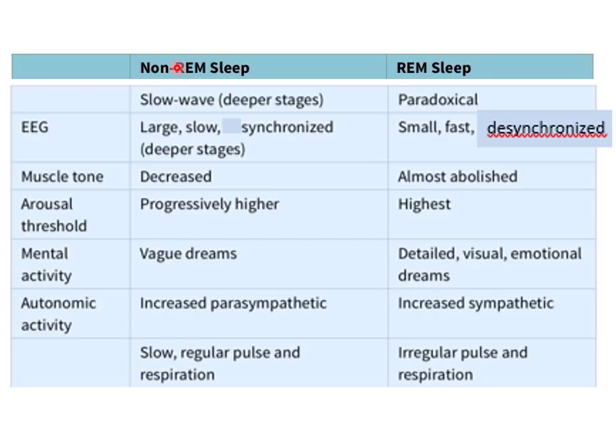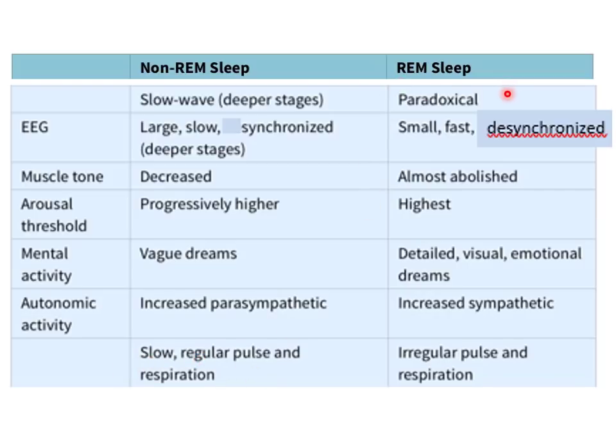Non-REM, non-rapid eye movement sleep, and REM sleep are strikingly different in several regards. During non-REM sleep, also known as slow wave sleep, it's a deeper sleep, and we see large, slow, synchronized activity dominated by delta activity. We see decreased muscle tone. It's harder and harder to arouse a person. We may occasionally see dreams, but they're rather vague. During that time, there is very much increased parasympathetic activity, and a slow, regular pulse and slow, regular respiration.